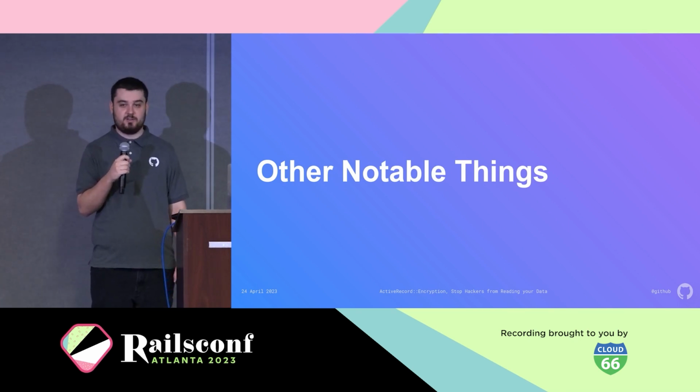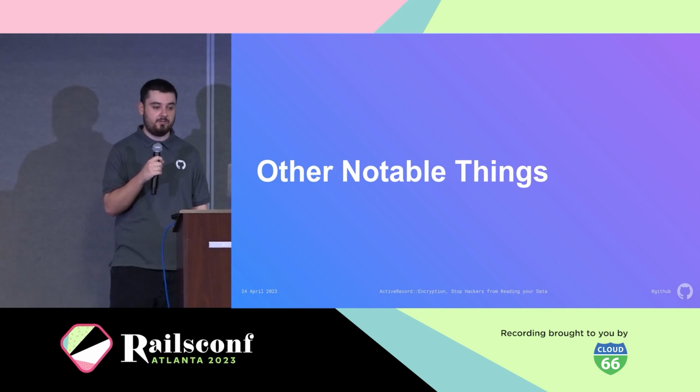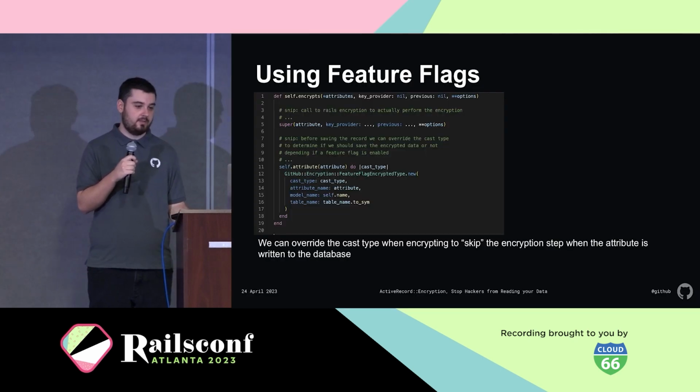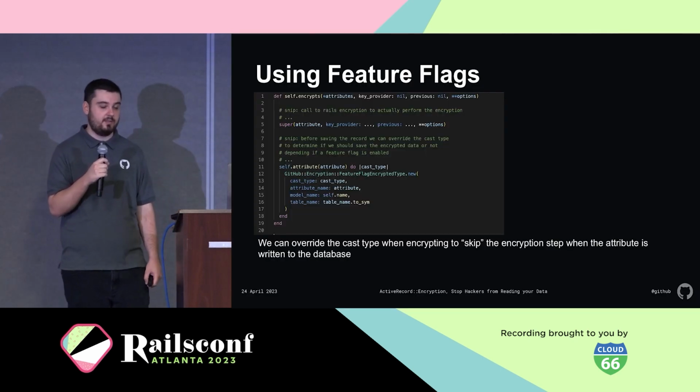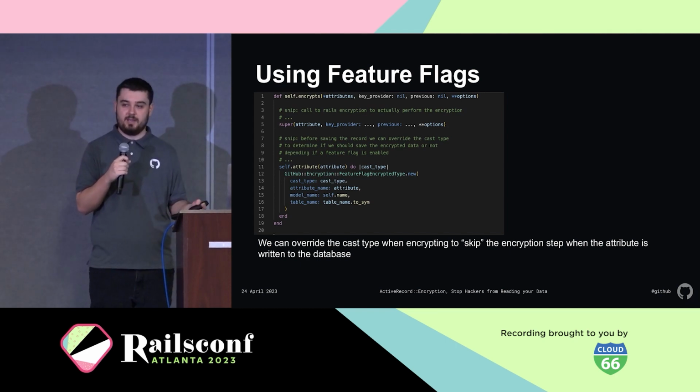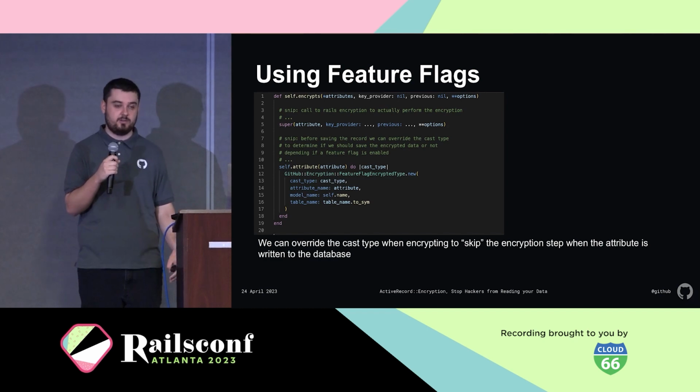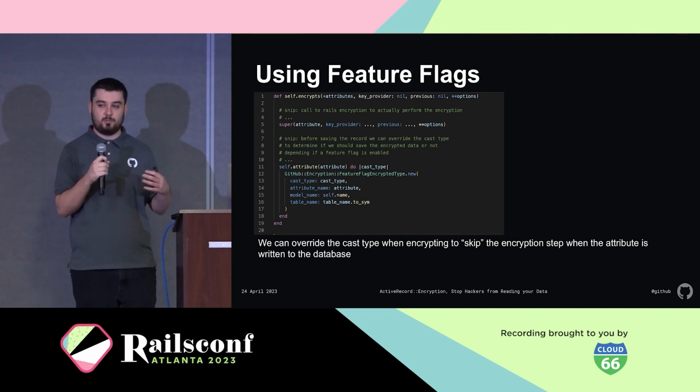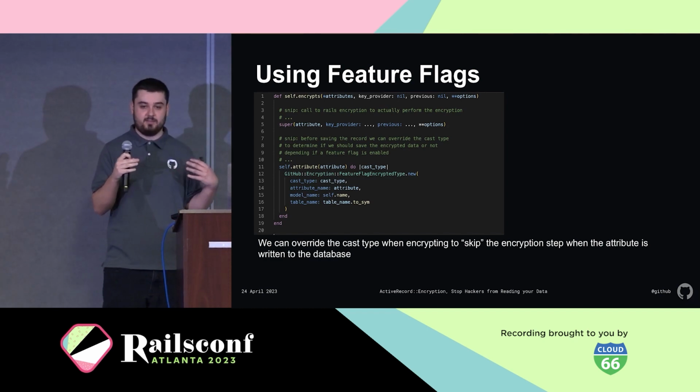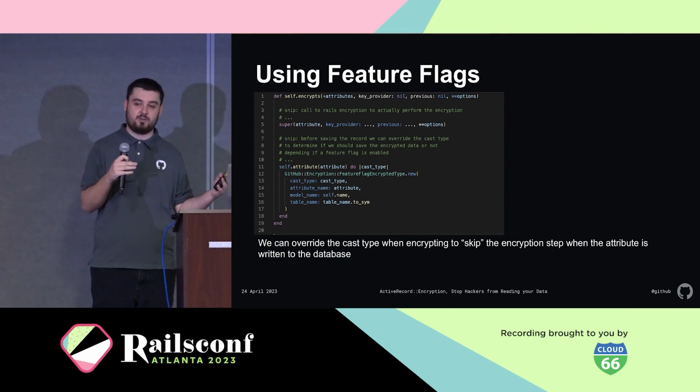But I wanted to touch on a few other notable things that were important for us at GitHub. So the first thing I want to talk about here is using feature flags. At GitHub, we had this race condition where rolling out ActiveRecord encryption could cause issues. So when we deploy at GitHub, we deploy to a subset of Canary servers and let that sit before we deploy to our full production environment.